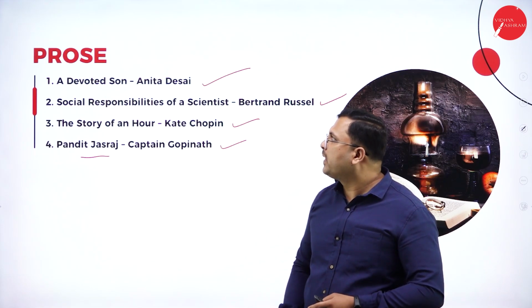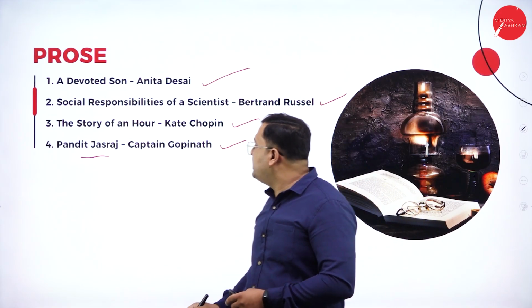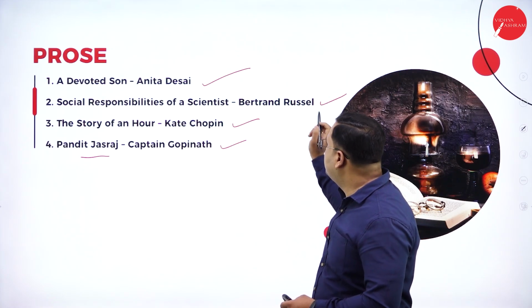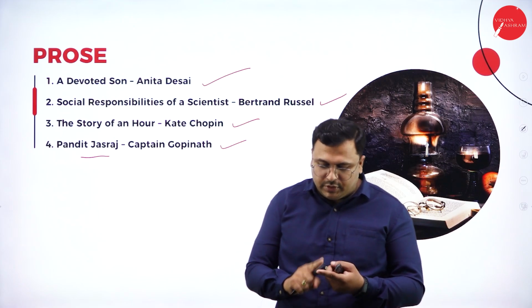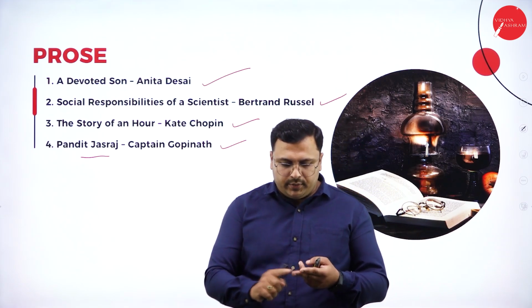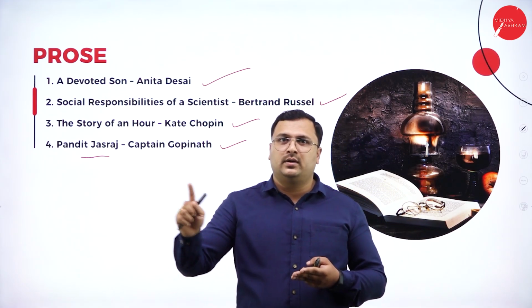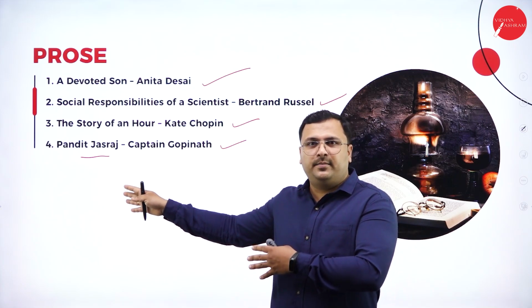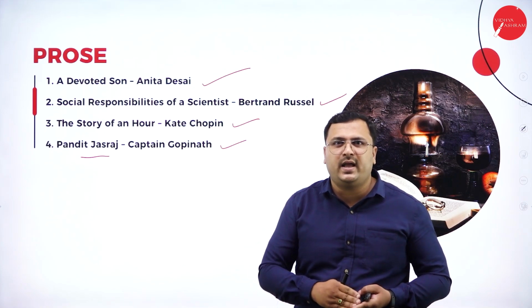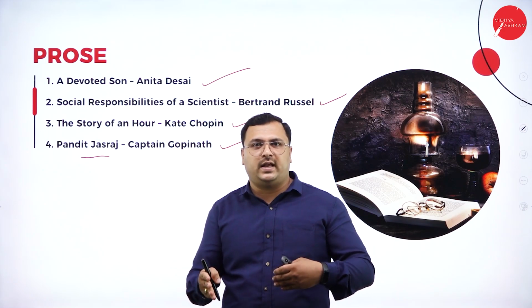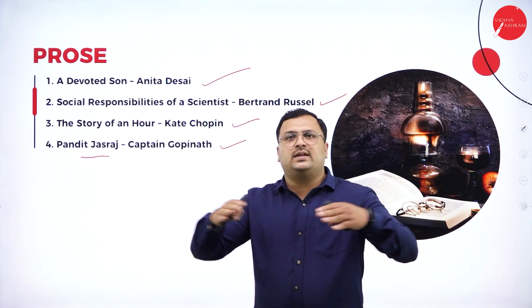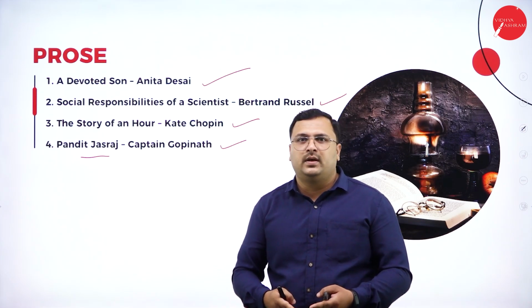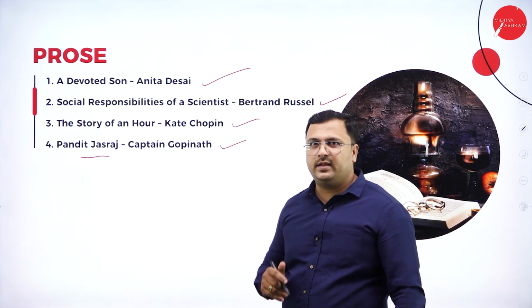Then comes Social Responsibilities of a Scientist, by Bertrand Russell. So he has explained what are the duties of scientists, what do they do, and how should they look out to the society, and what are their responsibilities as scientists and part of society. He has tried to give rules and regulations for them. We will see what is inside this in the next session.